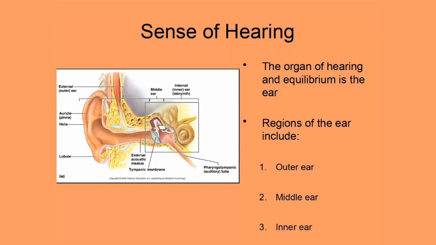Over here, these structures are known as the semicircular canals. They're filled with fluid. They're really important to detecting the position of your head, helping you to know the position of your head and giving you information about equilibrium, posture, and balance in the body.